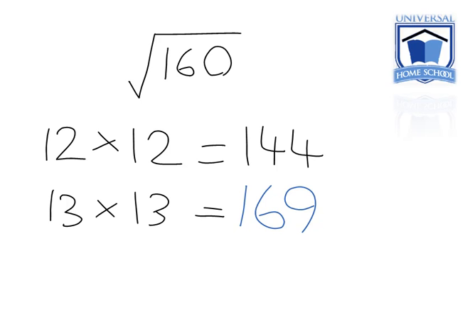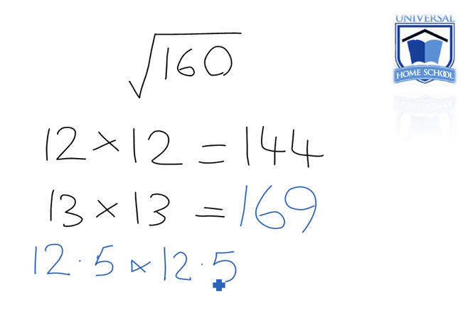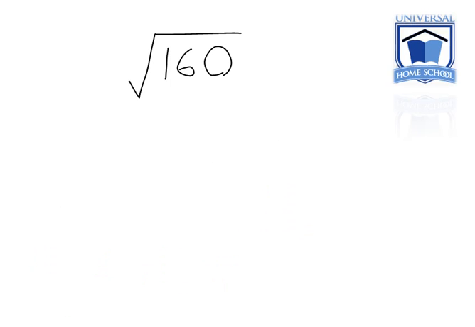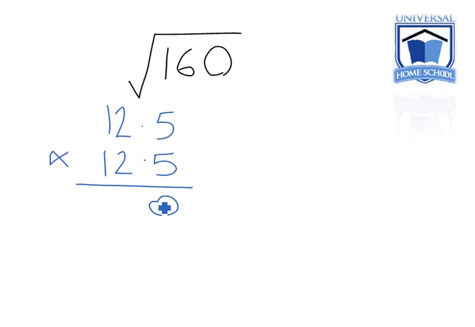Right, now we're going to try, well, what's 12.5 times 12.5? Well, let's find out. Don't forget, I'm taking you step by step, and we're not going to use a calculator. So 12.5 times 12.5. Alright, so 2 zeros down.